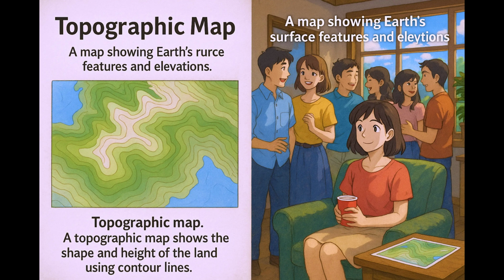The people in the room are like the contour lines on the map. Where people are densely packed is like closely spaced contour lines indicating steep terrain, and open spaces are like widely spaced lines showing gentle slopes.